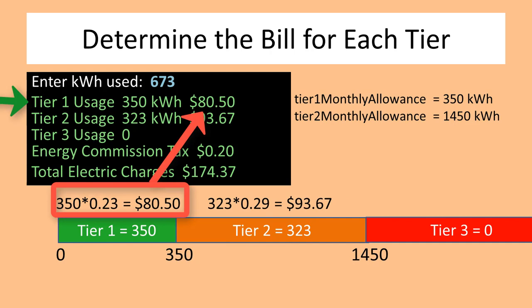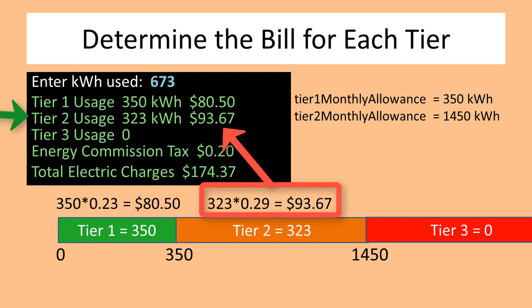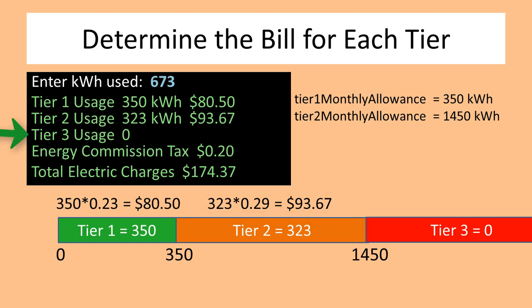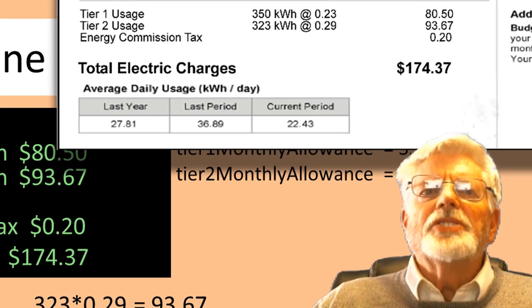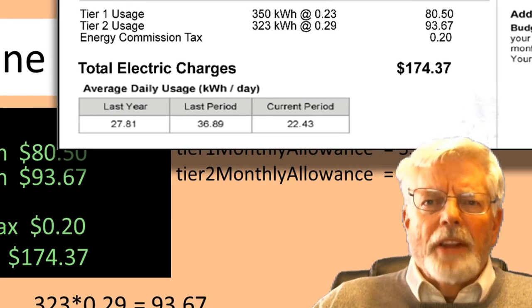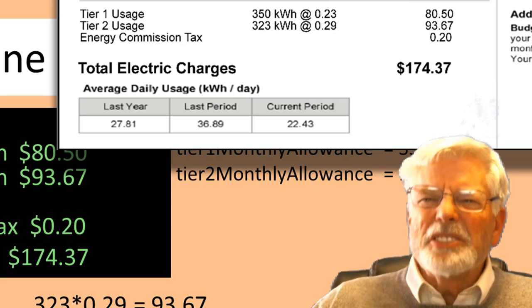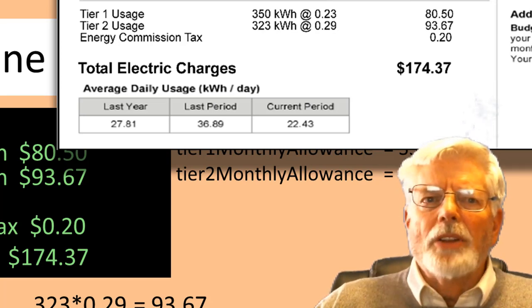The bill for Tier 1 is 350 times 23 cents, which is $80.50. The bill for Tier 2 is 323 times 29 cents, which is $93.67. I didn't use too much electricity this month, so there is nothing in Tier 3. And finally, the Energy Commission tax of 20 cents, for a total of $174.37. We can see this on the actual bill. Since nothing was in Tier 3, it is not necessary to display Tier 3 on the bill.